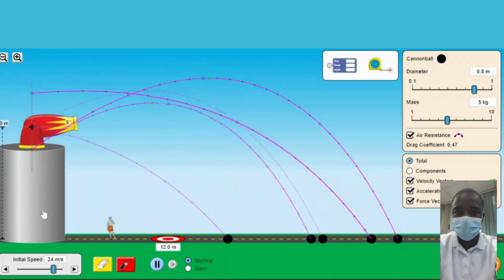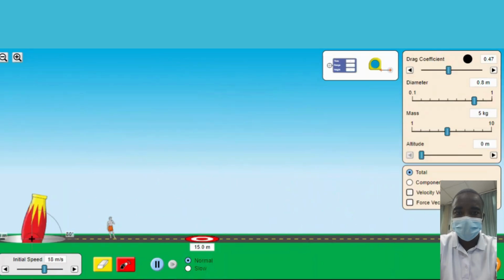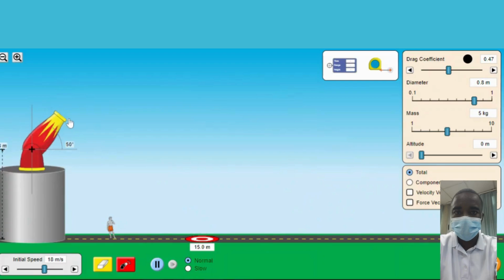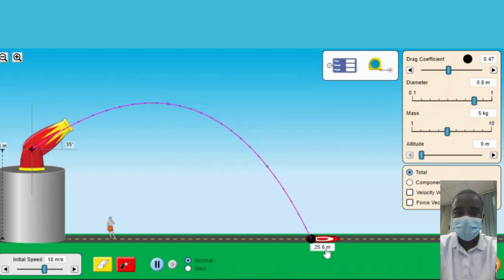Gravity is the force that pulls the projectile towards the Earth's surface. By adjusting the gravitational force, students can observe how it affects the projectile's motion. For example, increasing the gravitational force can result in a shorter range and a faster descent. This feature helps students understand the role of gravity in projectile motion.